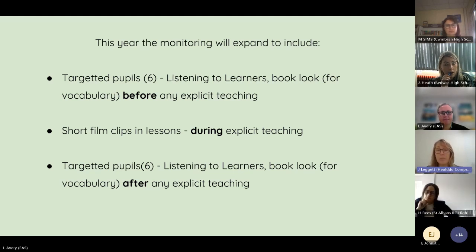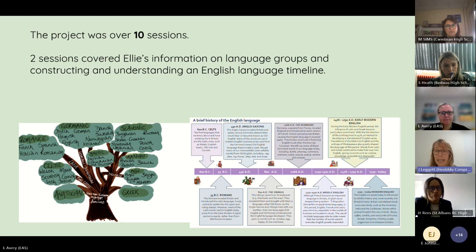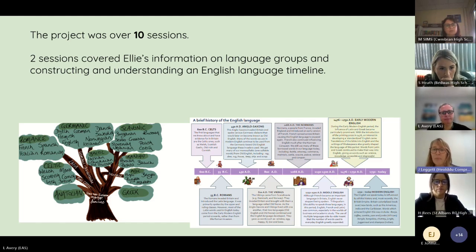So I'm expanding it in terms of size this year. So the project was over 10 sessions as opposed to 10 lessons. So 2 sessions covered Ellie's information on language groups and constructing and understanding an English language timeline. Now these first 2 were 2 whole lessons because putting things in chronological order seems to be a huge issue with pupils. So this actually did take 2 full complete lessons where I gave them the timeline dates.